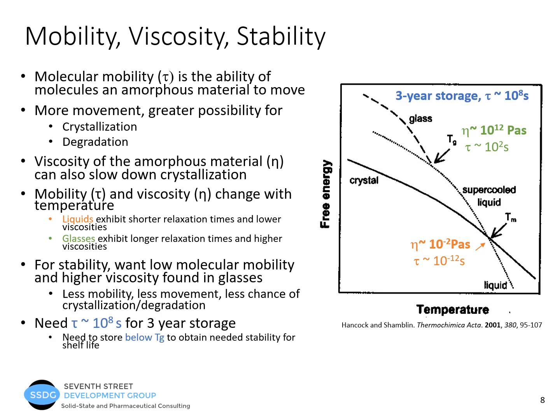Now, if we want 3-year storage for shelf life, we want molecular mobility around 10 to the 8th seconds. So we need to store below Tg in order to obtain this particular mobility in order to maintain shelf life.